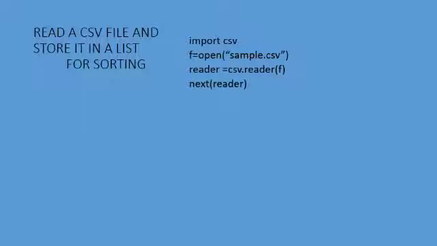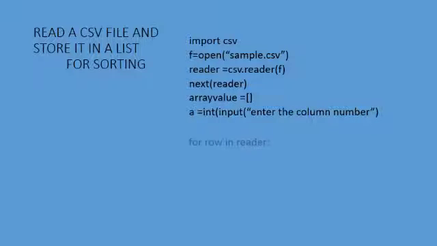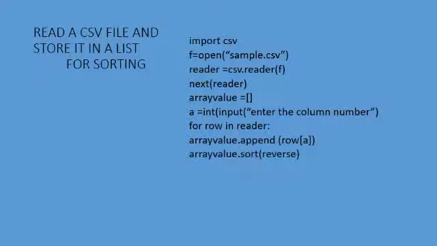So first, read a CSV file and store it in a list for sorting. What I am going to do is read the data first, and the data I am going to store in a list. After that, the list values I am going to sort. Finally, I am going to print. That's all. So let me see the coding for this. Very simple thing. First, understand the concept, what work we are going to do. Understand the concept and learn.